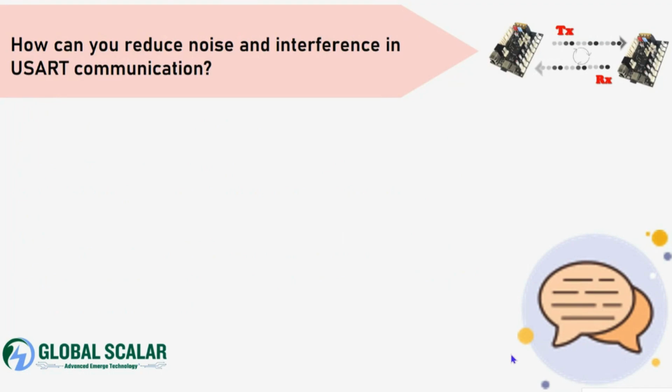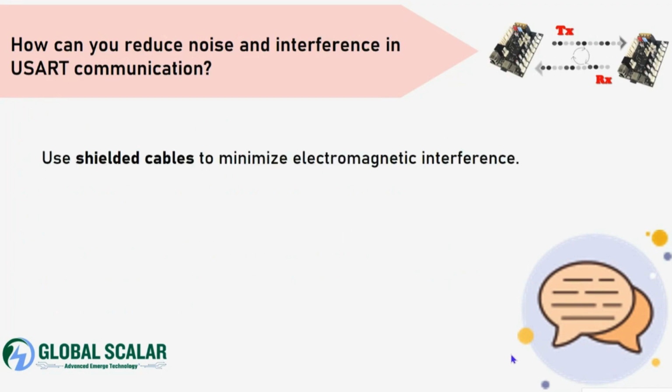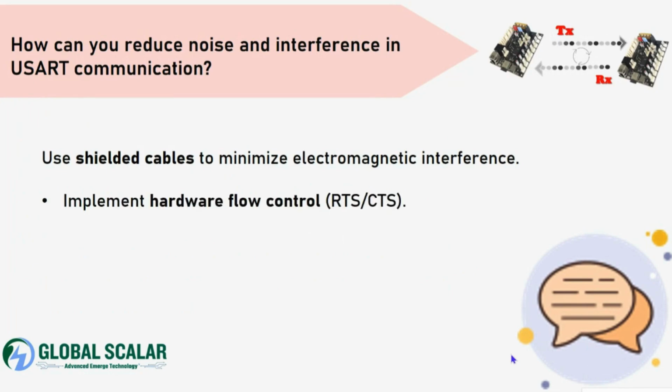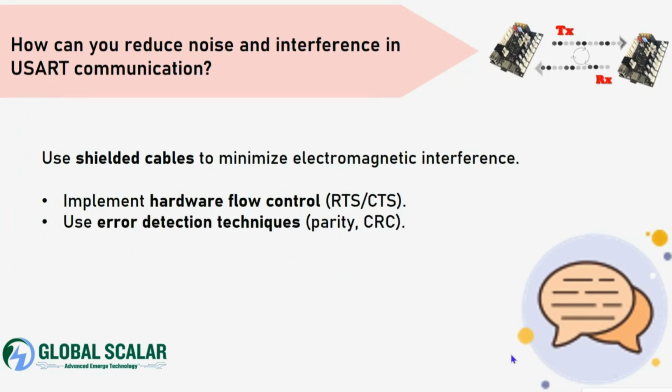How can you reduce noise and interference in USART communication? Use a shielded cable to minimize electromagnetic interference. Implement hardware flow control, RTS and CTS. Use error detection techniques, parity and CRC. Ensure proper grounding and PCB layout.